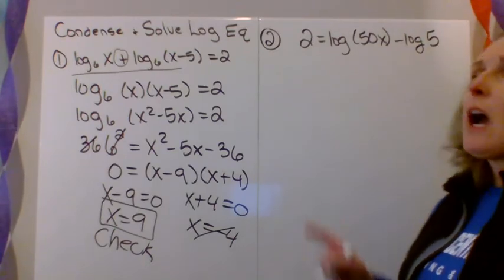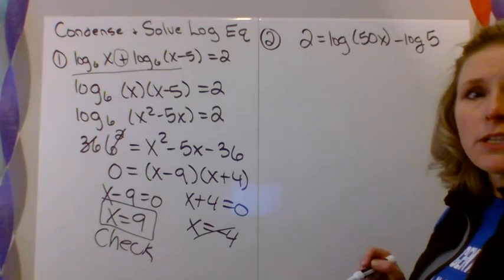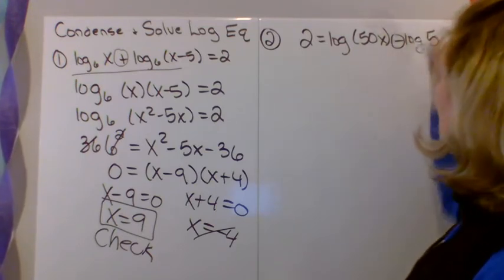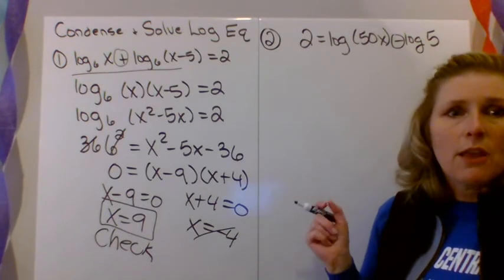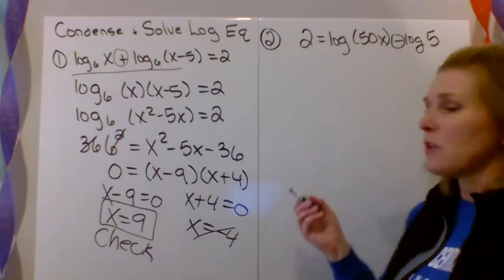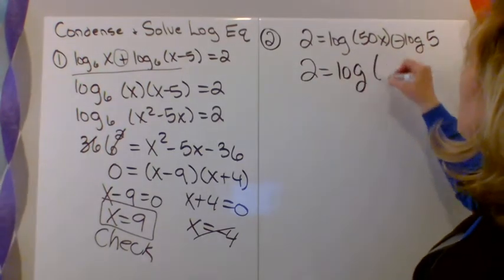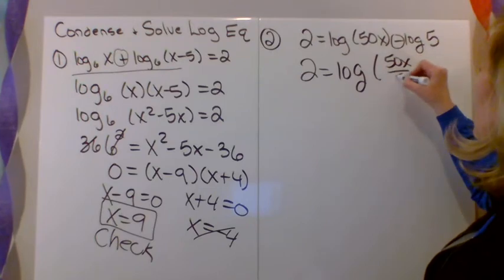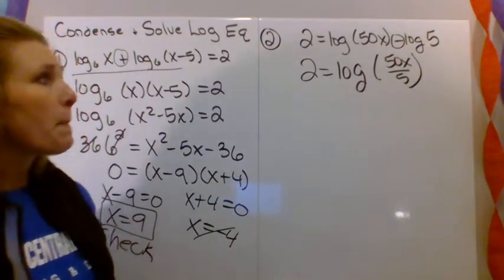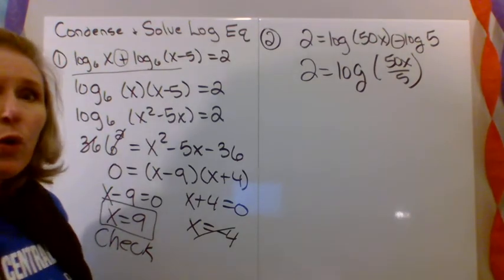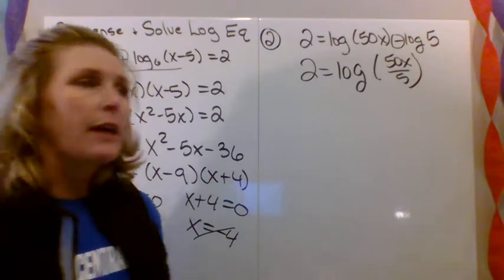Next one. I have two logs on the right-hand side. This time, they are separated by subtraction. So I learned in the last lesson that when you have subtraction, they condense together with division. 2 equals log 50x divided by 5. So now it's also in the form of log equals number. So now we need to switch this into exponential form.